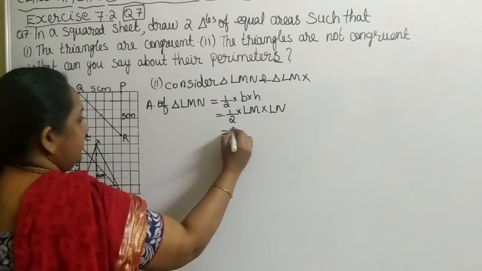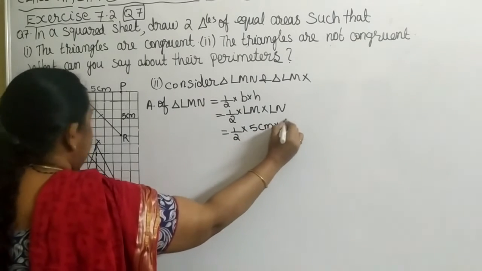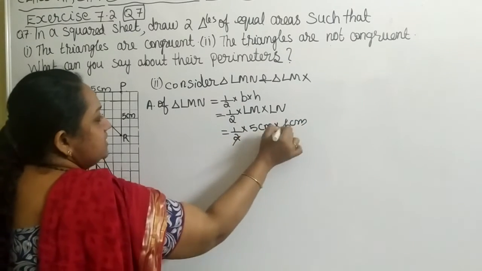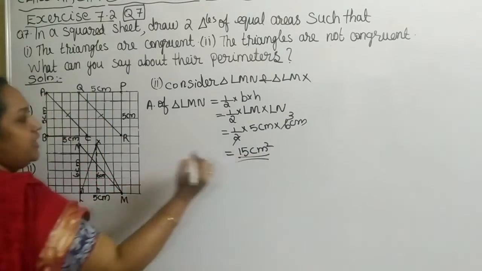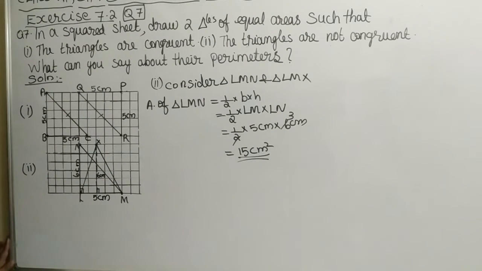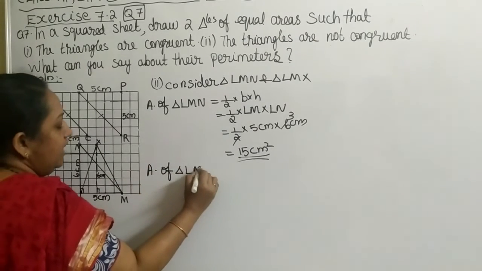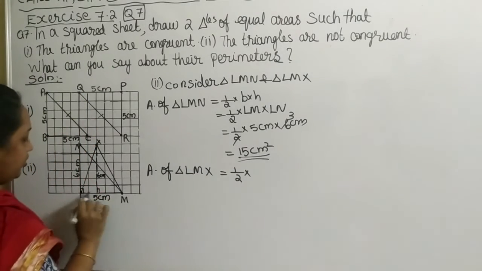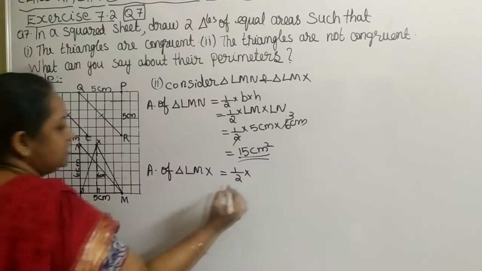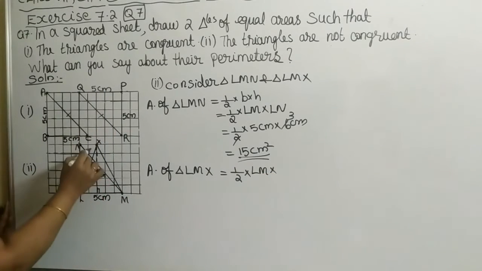Now substitute the values. Half into 5 into LN, which is 6 centimeter. Cancelling here, this is 3. That is 15 centimeter square, the area of triangle LMN. Now we can find the area of triangle LMX. That is equal to half into base, and the base is the same. Both the triangles have the same base. So it is LM into H, the perpendicular height.